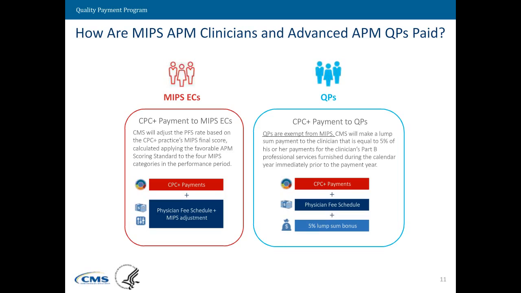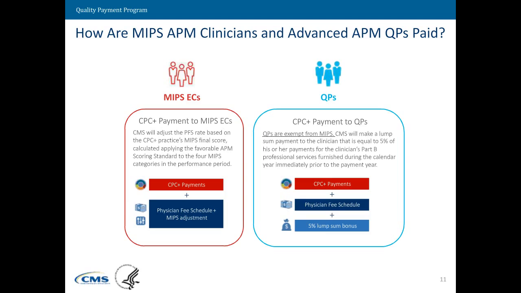For eligible clinicians in CPC Plus practices that become QPs, for payment years 2019 through 2024, clinicians who reach QP status are excluded from MIPS adjustments and receive a 5% lump sum incentive payment for their Part B professional services furnished during the calendar year immediately prior to the payment year. And this is for payment years 2019 through 2024.